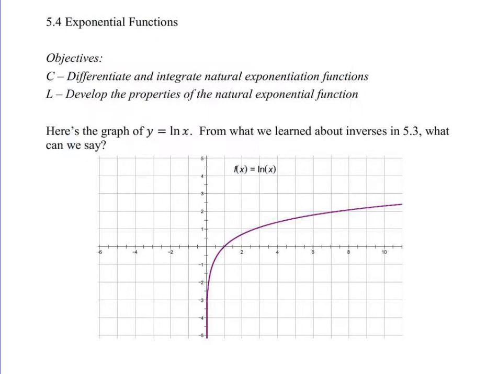Section 4 is exponential functions, not logarithmic functions. But before we get into exponential functions, let's take a look at the graph of the natural log of x.